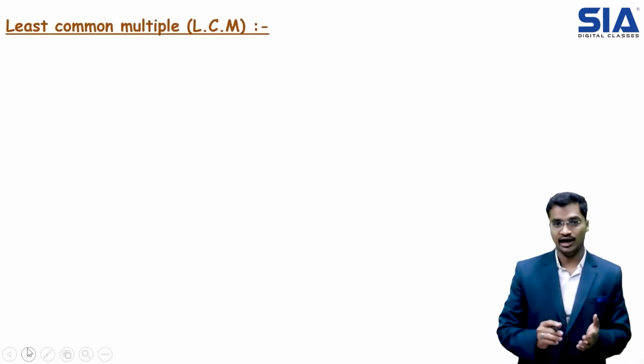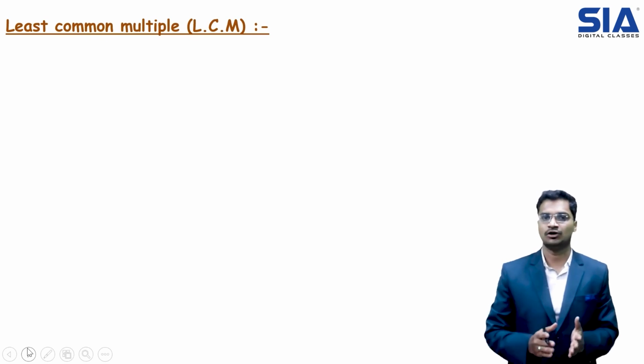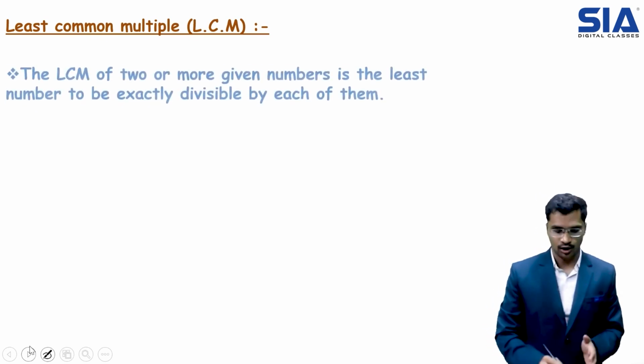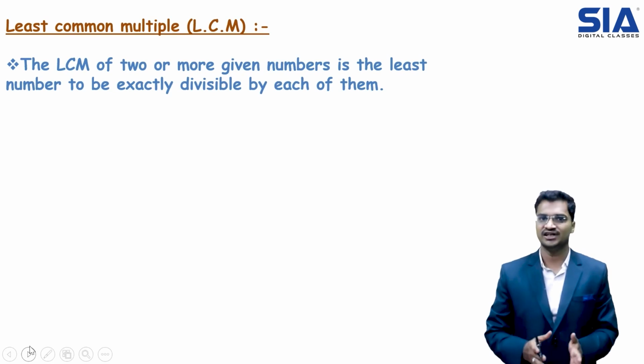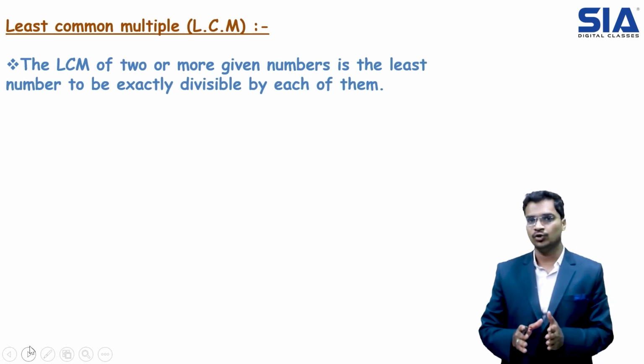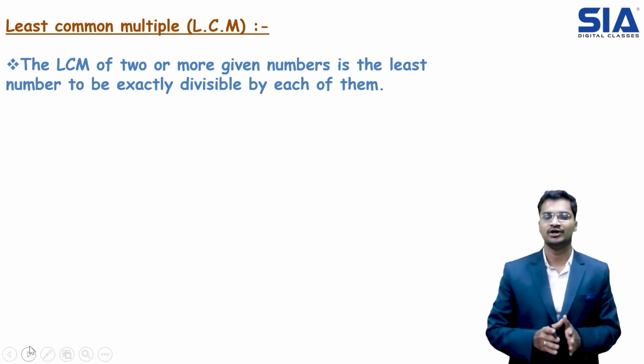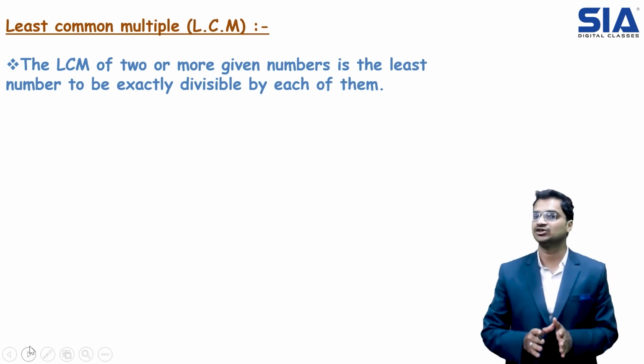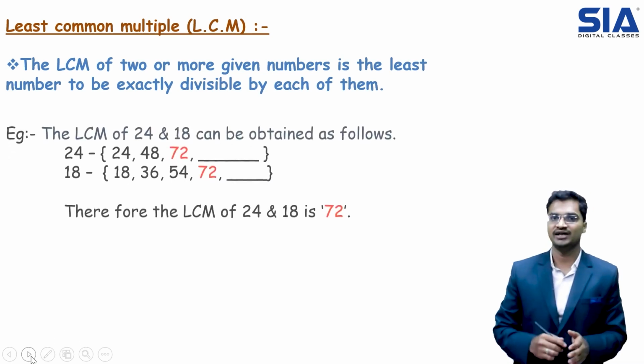I have already told LCM means least common multiple. So what is the definition of this LCM? The LCM of two or more given numbers is the least number that is exactly divisible by each of them. So how do we find the LCM?